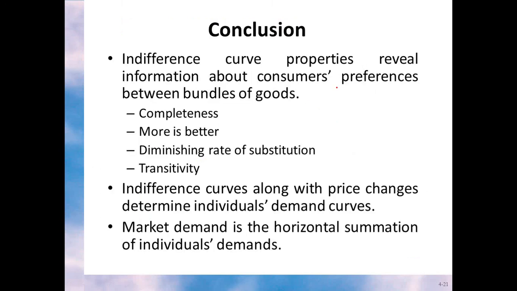So in conclusion, in part 1 we learned what an indifference curve is, and we looked at its properties, which reveal the consumer's preferences between bundles of goods. We have these 4 properties: completeness, more is better, diminishing rate of substitution, and transitivity. As I mentioned just now, the indifference curve along with the price changes determine the individual's demand curve, and from that individual demand curve, when we sum all the totals, that is where we get the market demand that we learned in chapter 2.